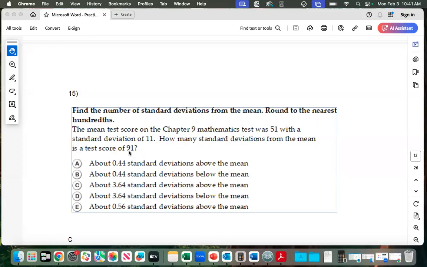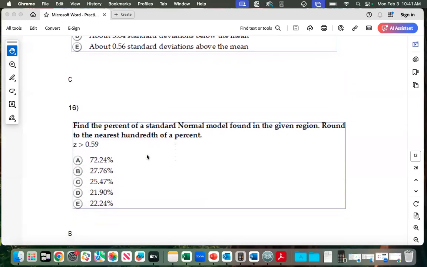And then let's get to 16. So for 16, we are told a standard normal model. We should find z greater than 0.59.